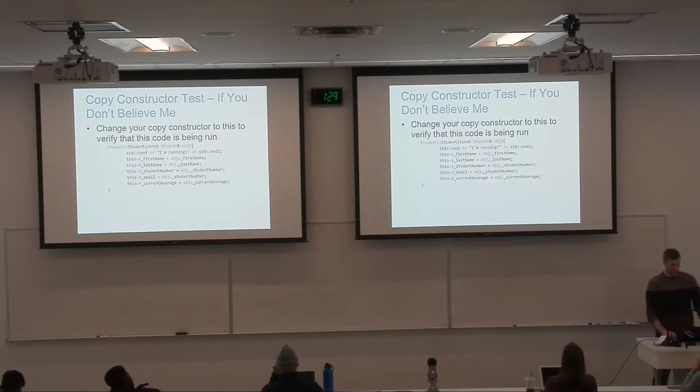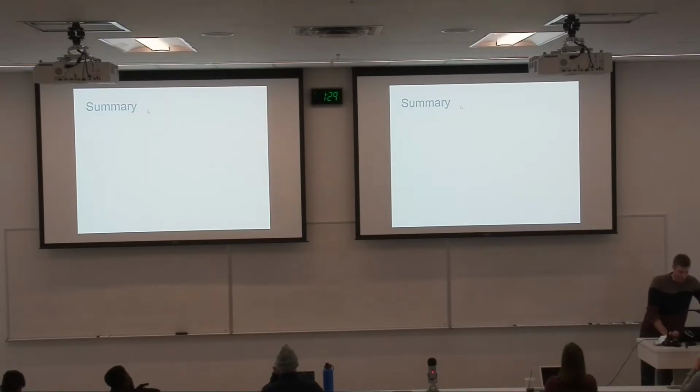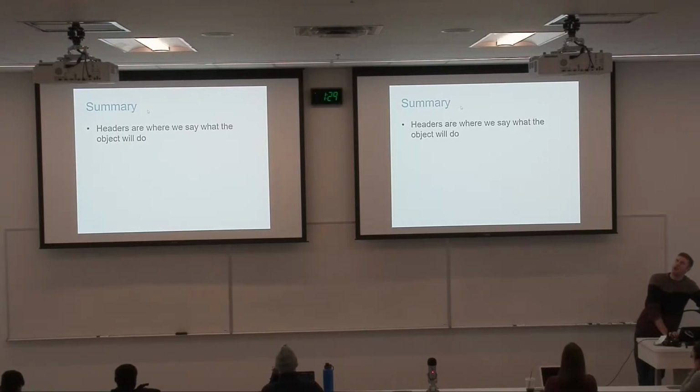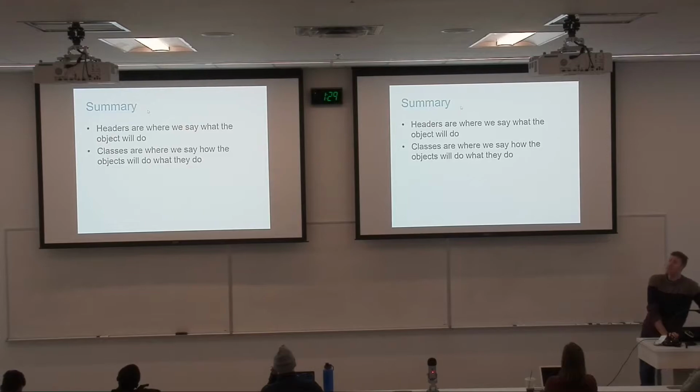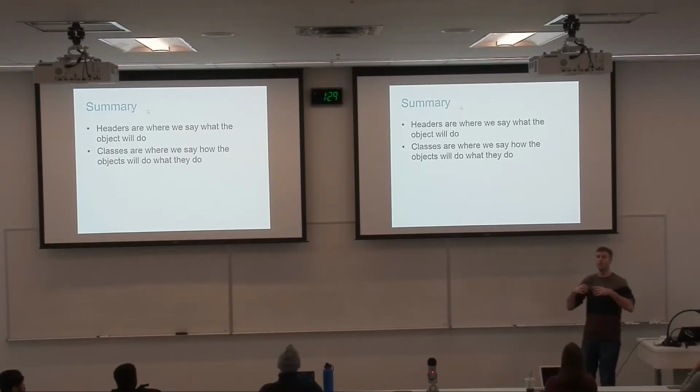So copy constructor, if you don't believe me, test it. Yeah, it'll work. Summary, okay, so far what have we seen? Headers, it's where we say what it's going to do, but not how we do it. There's 1,000 asterisks beside that. We will see a bunch of them later on in the course. Classes, like in the CPP file, that's usually where we see the actual code written.